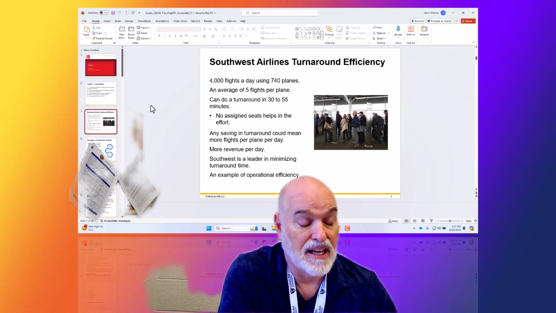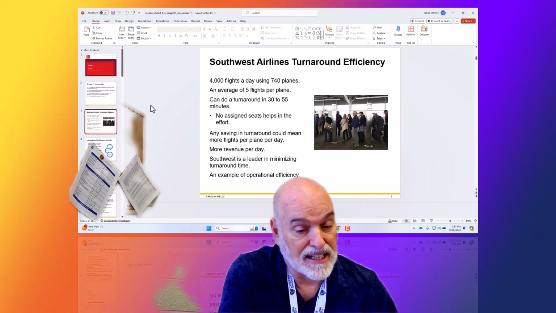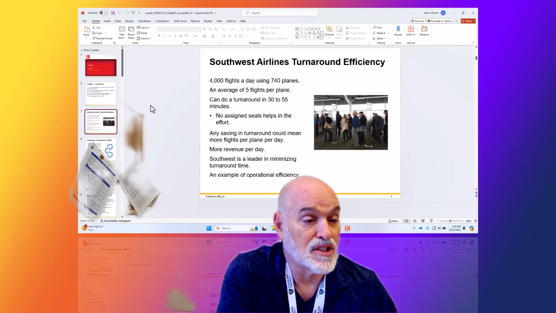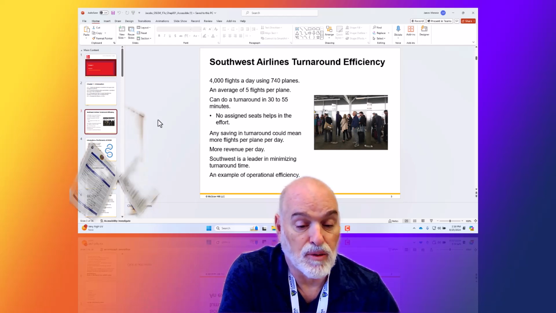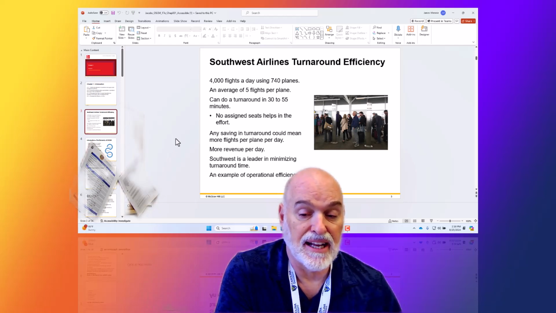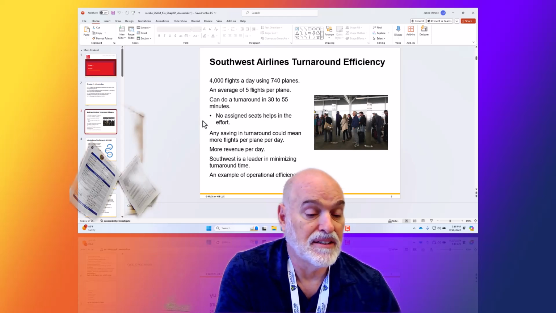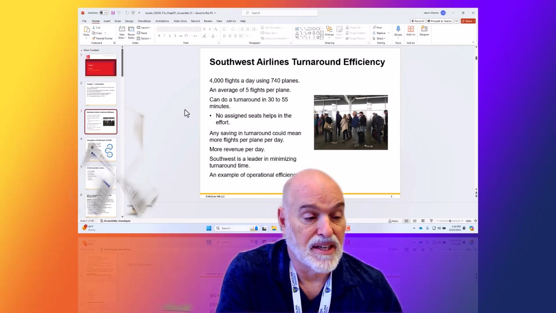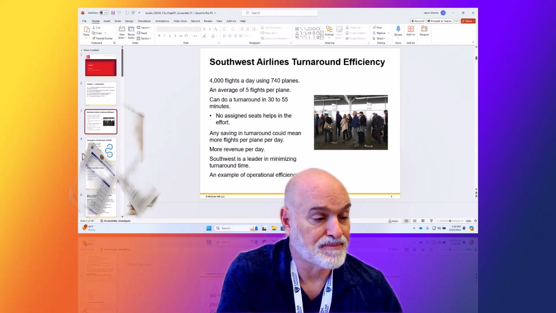No assigned seats helps in their effort, and any savings in turnaround could mean more flights per plane per day. And what does that mean? If there's more flights per plane per day, there's more revenue. Southwest is a leader in minimizing the turnaround, and many other airlines have copied that strategy. And they are an example of operational efficiency.